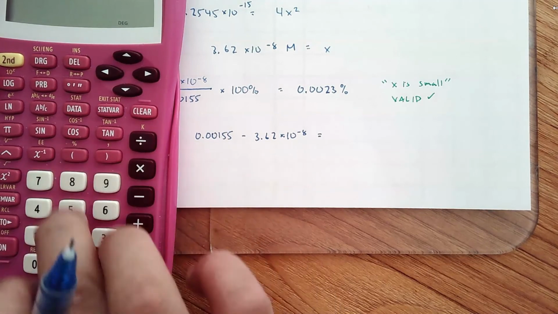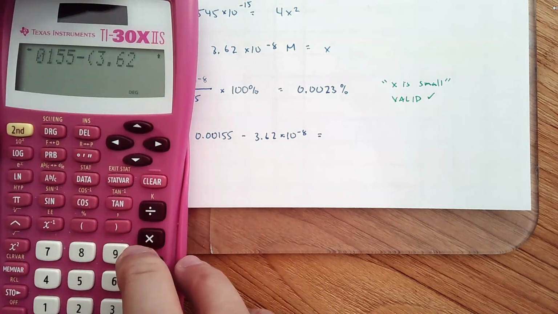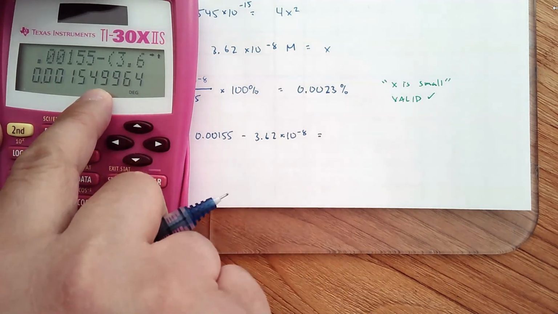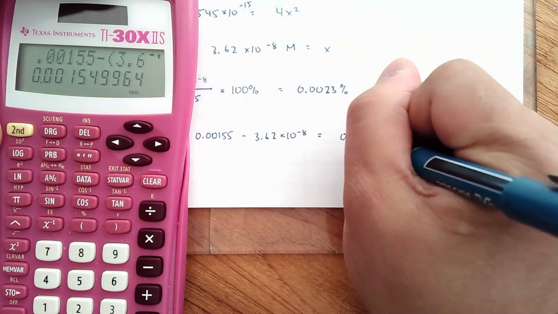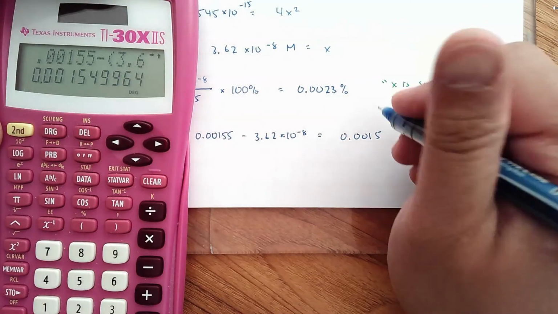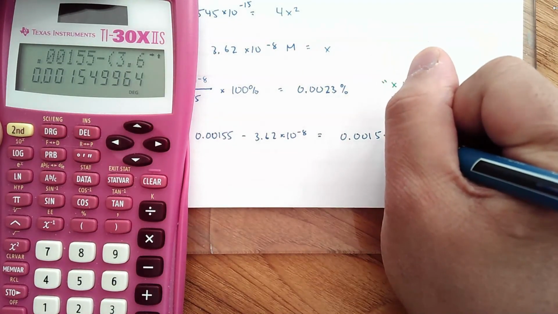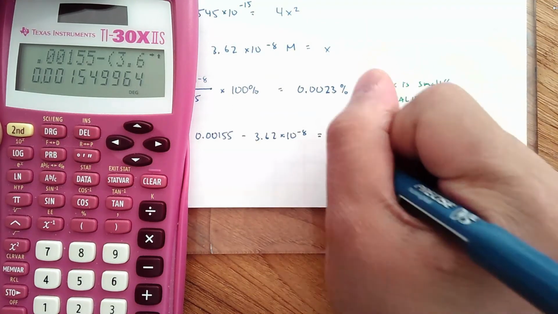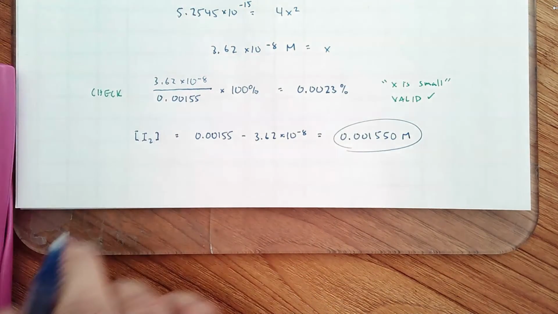0.00155 minus 3.62 times 10 to the minus 8, and yeah, see, when you round, it's essentially the same thing. 0.00155 molar. That is the concentration of I2.